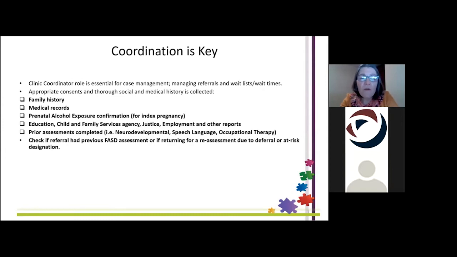There's a lot of background information from education, child and family services agencies, justice, employment, and other reports. Any prior assessments completed by core clinicians, by psychologists, speech language, and occupational therapists should be requested. And we've had a lot of years of clinics doing FASD assessment and diagnosis now. So if there have been referrals for previous assessments, or if someone is returning for a reassessment due to deferral or a designation, that's important to note as well.